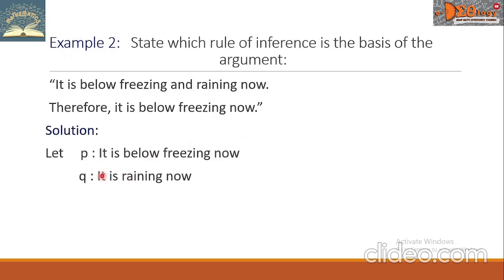We let P be the statement, it is below freezing now. We let Q be the statement, it is raining now. For the first statement here, we denote this as P and Q. And for the second sentence, this is now the conclusion, P. The rule of inference here is simplification.